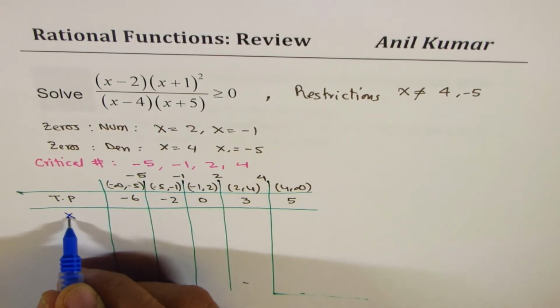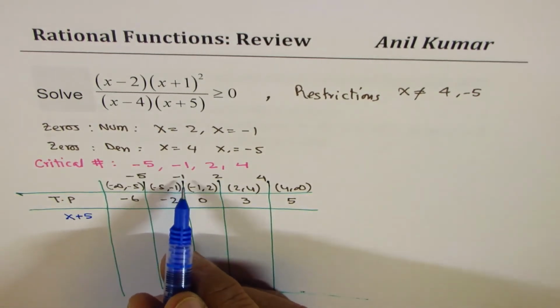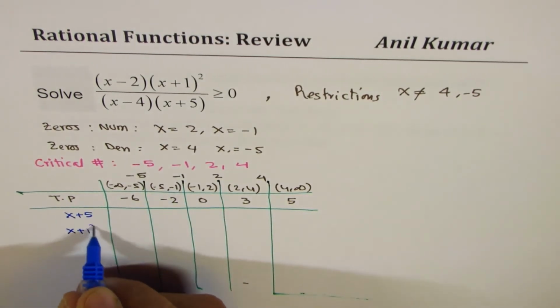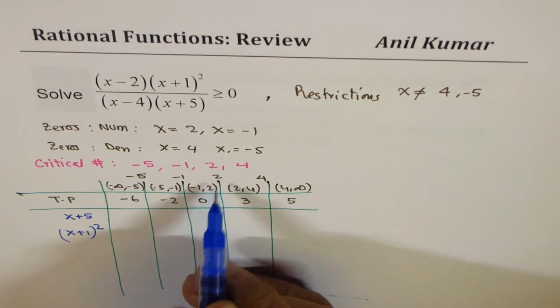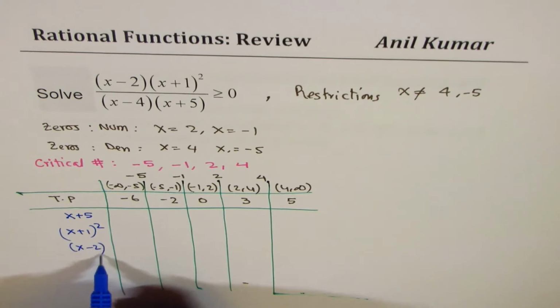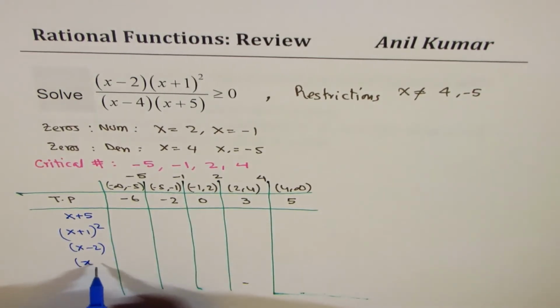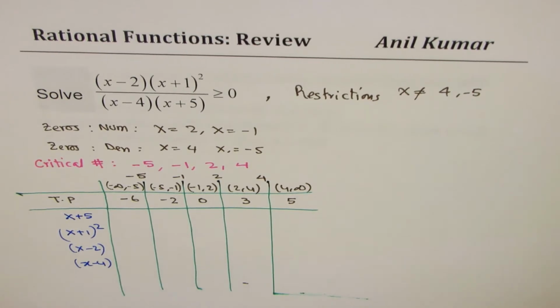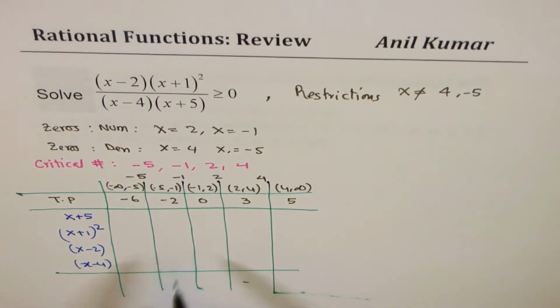So we'll write x plus 5 first. That is a linear factor. And then we'll write x plus 1. That is whole square. Write it as such, whole square. It's important, right? Then with 2, it is x minus 2. And then with 4, it is x minus 4. Perfect. We have to figure out what sign they will result in. Correct?